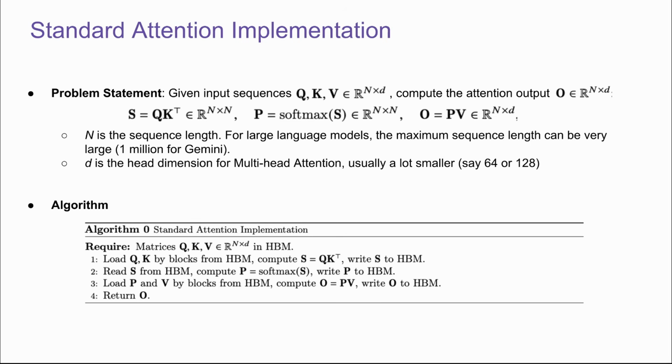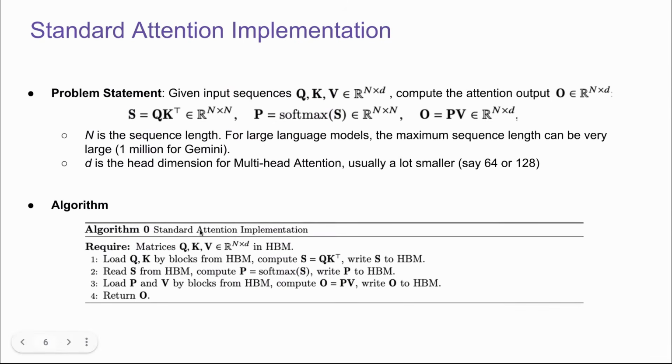In those formulas, n is the sequence length, and for large language models, the maximum sequence length can be very large. For example, Gemini can already support 1 million. So n is a very large number. d is the head dimension for multi-head attention. It's usually a lot smaller, say 64 or 128.